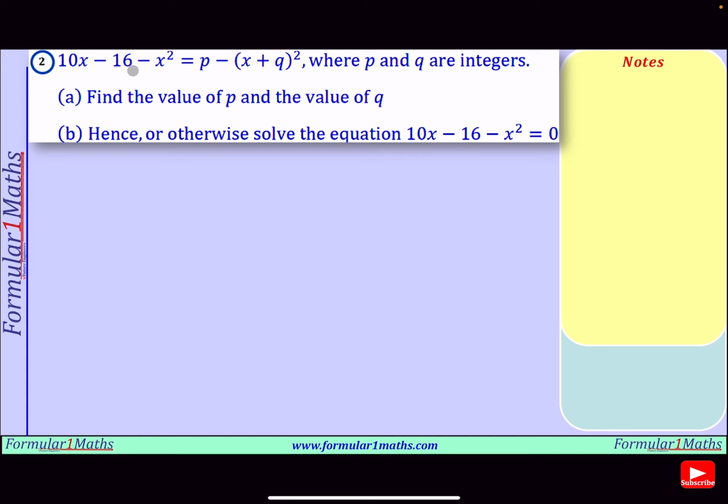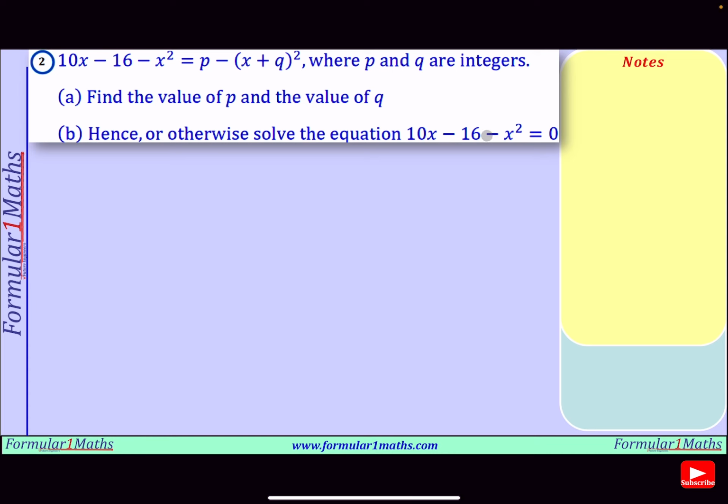10x minus 16 minus x squared is equal to p minus brackets x plus q all squared, where p and q are integers. A. Find the value of p and the value of q. B. Hence, or otherwise, solve the equation 10x minus 16 minus x squared is equal to 0.